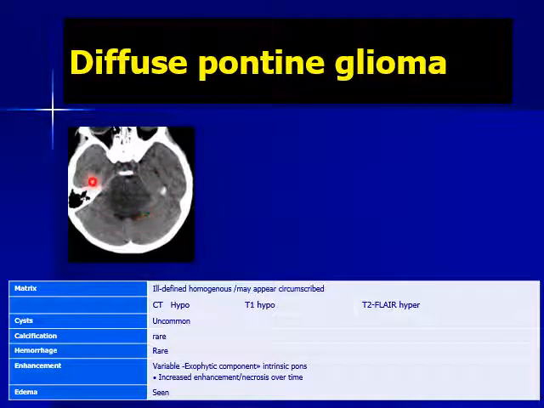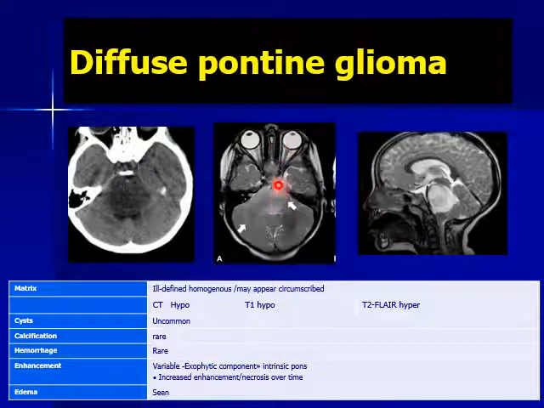So as you see, this is an ill-defined hypodense lesion expanding the pons. And as you see, it is more or less engulfing the basilar artery. In the CT, it appears hypodense, T1 hypointense, T2 and FLAIR hyperintense. Cysts are uncommon to be seen, rarely calcification, rarely to see hemorrhage. Usually it doesn't enhance, but we can see enhancement usually of the exophytic component, and as the patient receives treatment and stays longer in life, there is increased enhancement and necrosis. Edema is, of course, surrounding it.